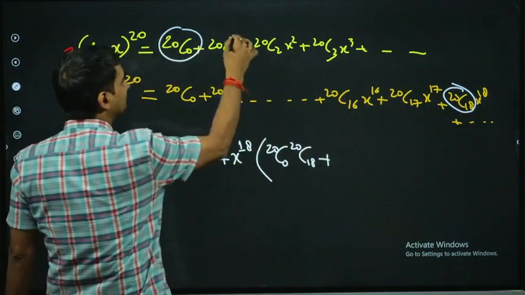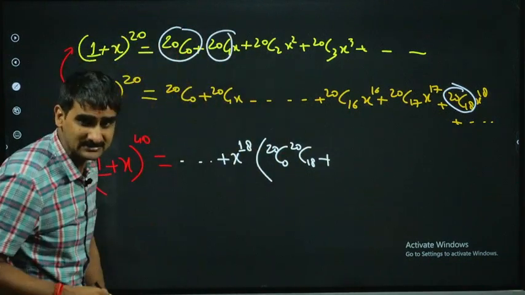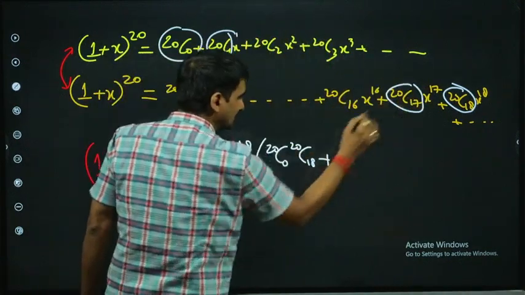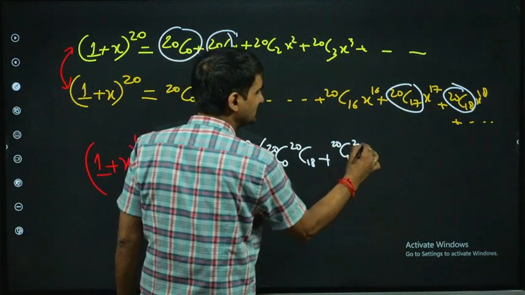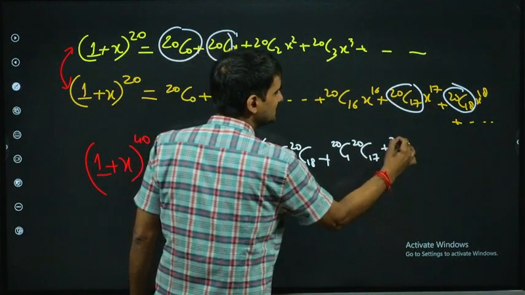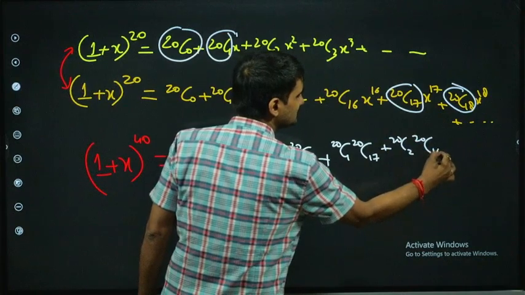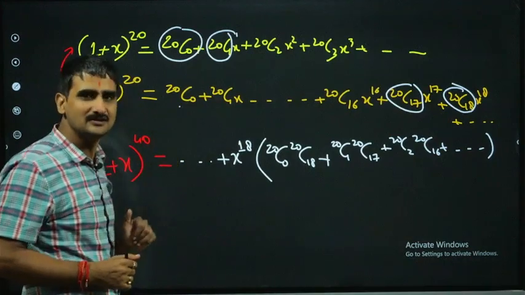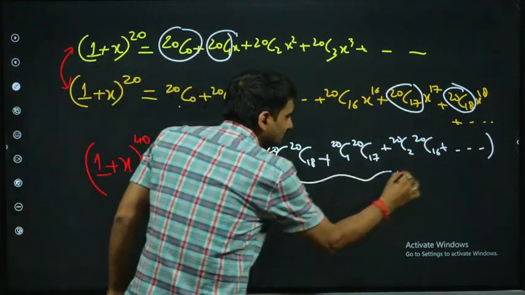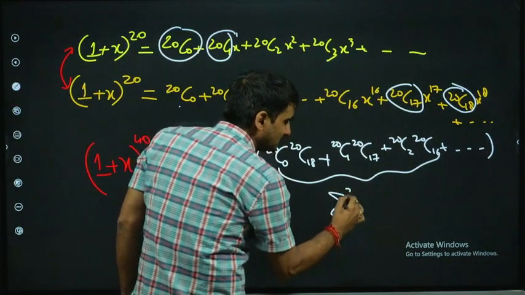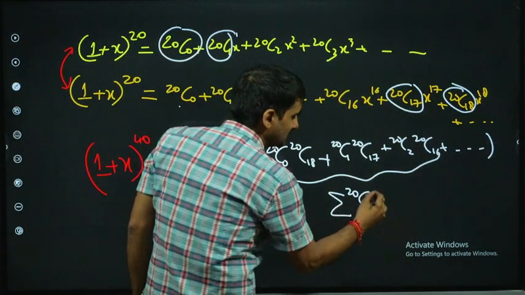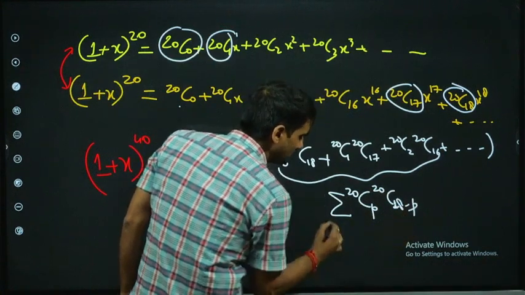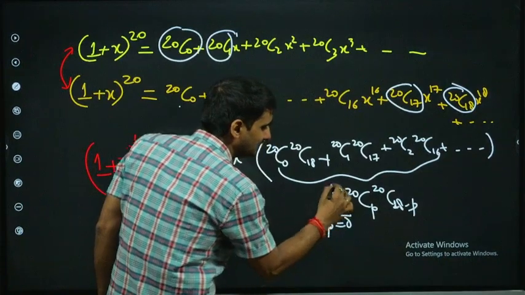Plus, if you pick up this term from the first expansion, you have to multiply it with this term to get x raised to the power 18 here. So the next terms will be 20C1, 20C17, likewise 20C2, 20C16 and so on till 20C18 into 20C0 here. Now that's it. So what is it? This is the series which you can say is 20CP and then 20C(18 minus P), where P goes from 0 to 18.